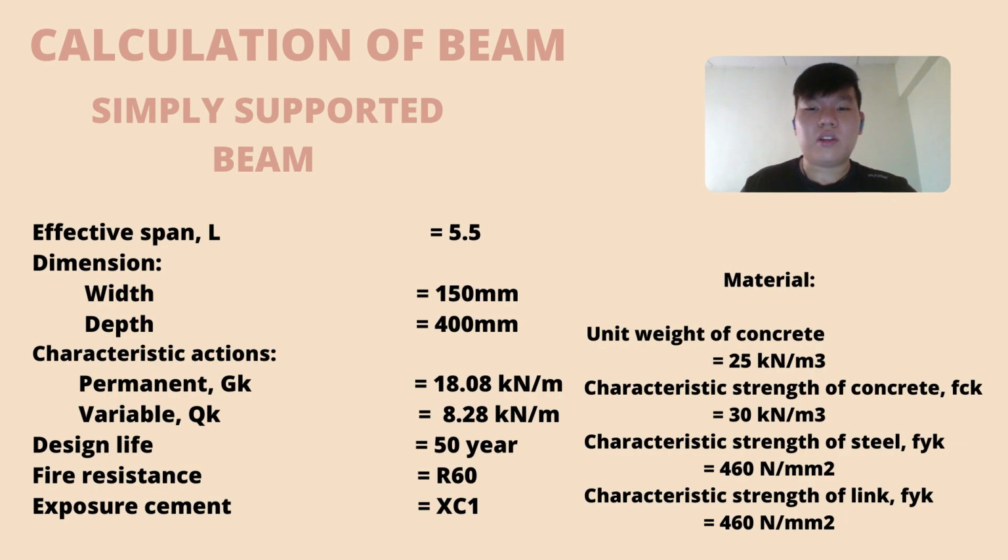While for the material, the unit weight of concrete is 25 kN per meter cube, and the characteristic strength of concrete FCK is 30 kN per meter cube, and the characteristic strength of steel FYK is 460 Newton per millimeter square, and the strength of link FYK is 460 Newton per millimeter square.